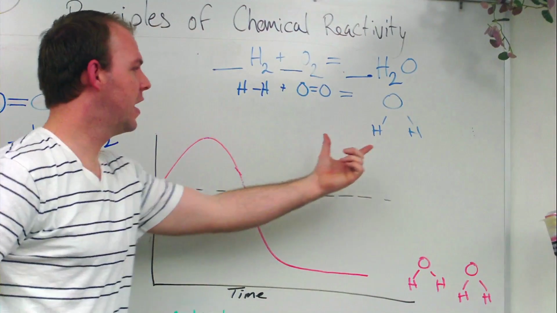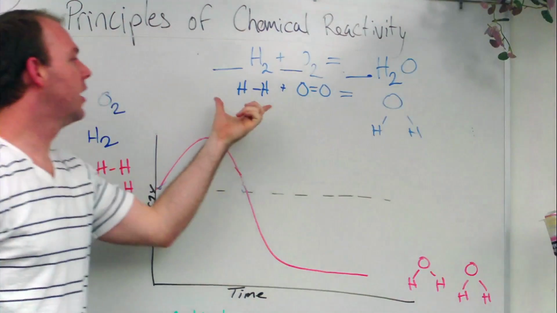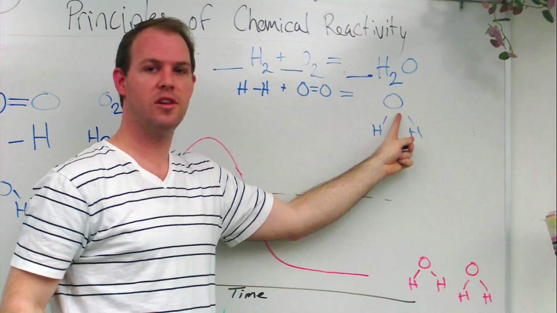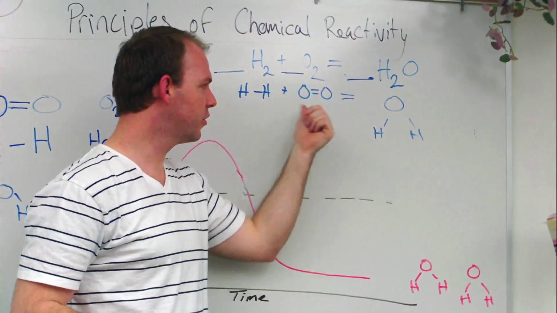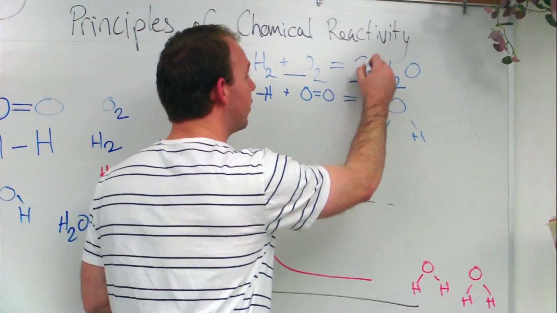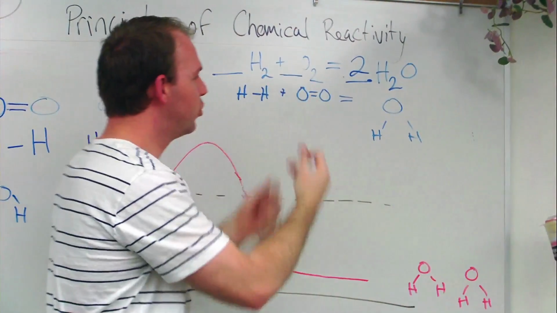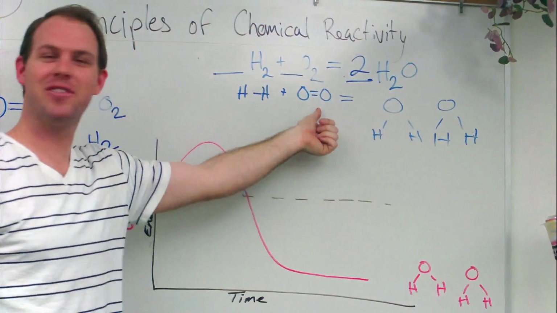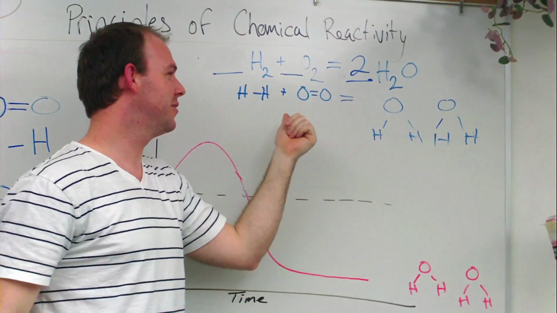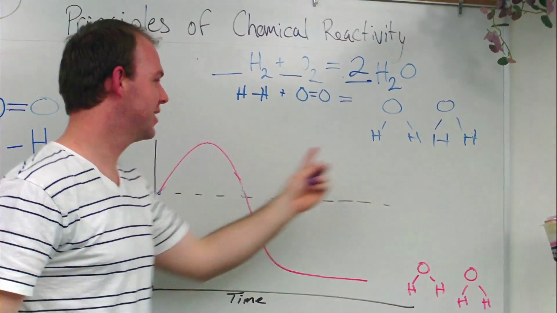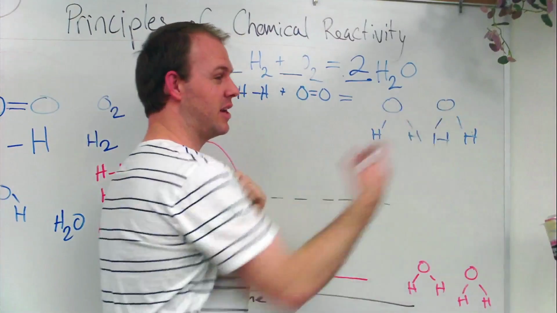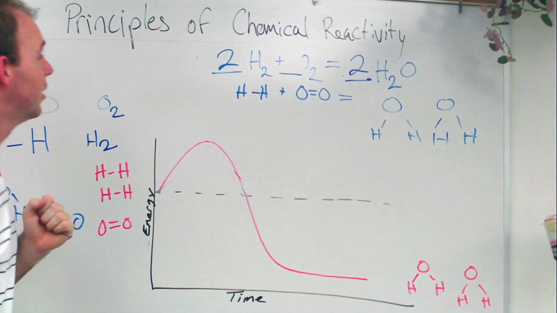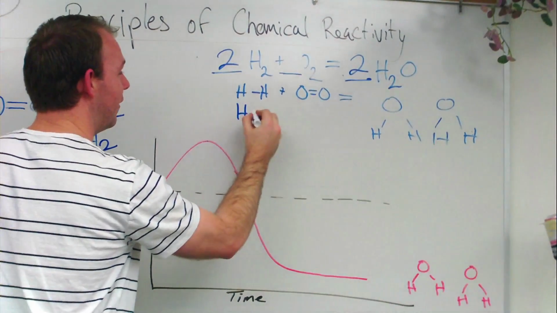Now if I count the hydrogens on this side, 2, and I have 2 hydrogen atoms on this side as well, so we're fine with hydrogens. But we only have 1 oxygen on this side, even though there's 2 oxygens on this side. So there's a way I can solve that problem. If I put a 2 in front of the water molecule, now I have 2 water molecules. So we'll just draw 2 water molecules. And now this problem of not having enough oxygens on this side is solved. But I've created another problem in the process, which is this. Now we have 4 hydrogens on the right side of the equation, and we only have 2 hydrogens on this side. So if I put a 2 in front of this hydrogen molecule, now I have 2 hydrogen molecules.